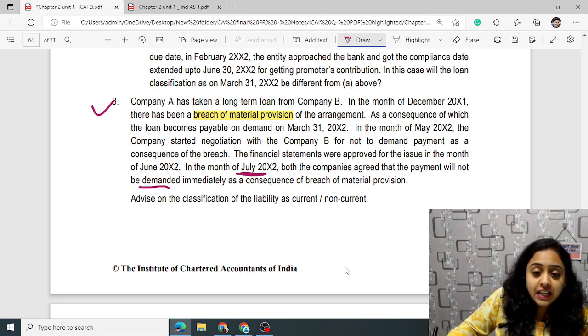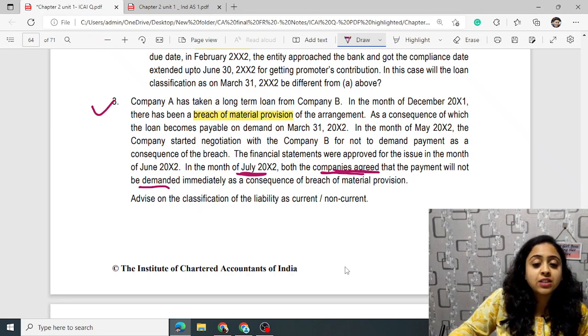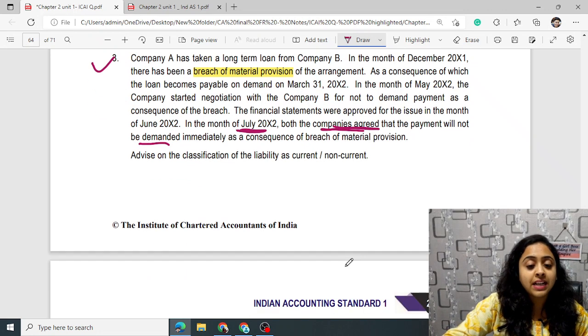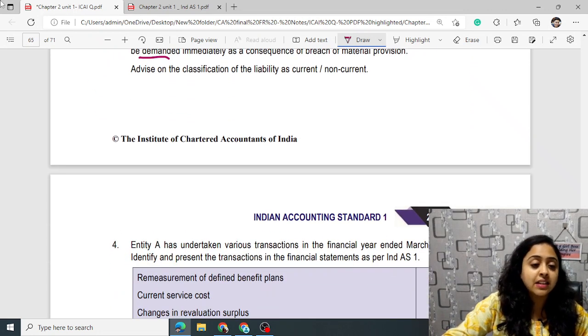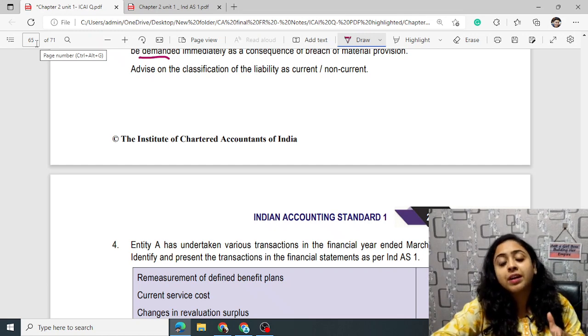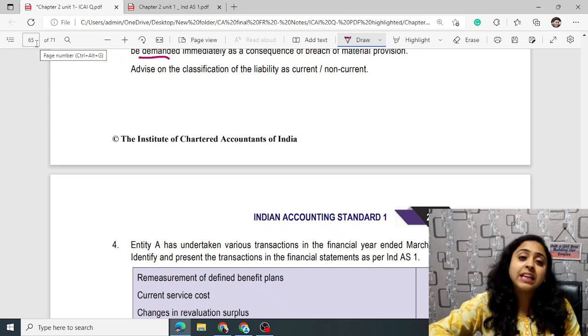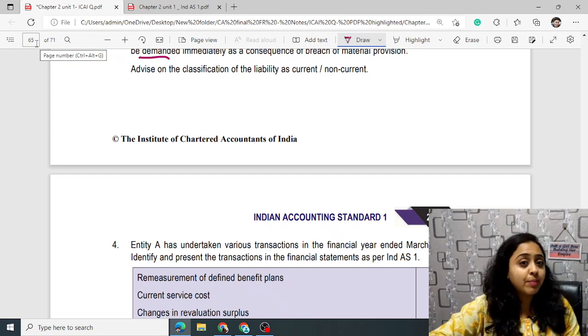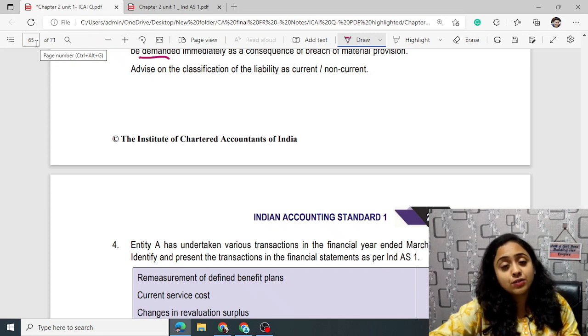If they have agreed that the payment will not be demanded immediately as a consequence of the breach of material provision, advise the classification of the liability as current or non-current. See the answer. If there has been an agreement that they will not be demanding, there is no immediate payment liability, then it will be considered as non-current. It will be reclassified as non-current. But if the breach continues and is not rectified, then as per Ind AS 1, it will continue to be a current liability.